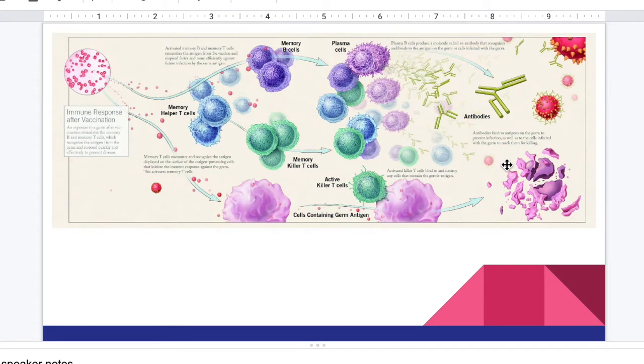It doesn't mean that the vaccine doesn't work. It was just that their exposure to the pathogen was before their body was able to build up that memory against what they were vaccinated against.